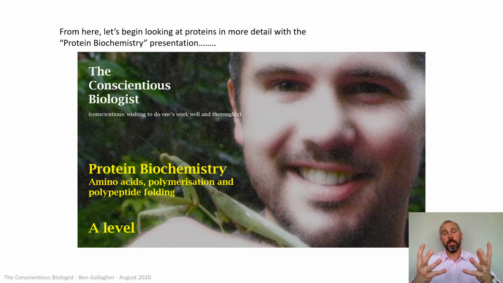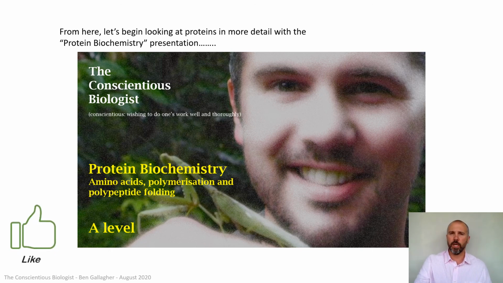From here, we're upping the complexity, upping the level into a really high A-level standard now by looking at protein biochemistry, which is looking at amino acid detail, just like we did for DNA and triglycerides and phospholipids already. We're going to look at amino acids as a biochemical structure. We're going to look at how they polymerize and bond together. And once they've bonded together into polypeptides, we're going to look at how polypeptides fold to form functional proteins. So head to that one next.